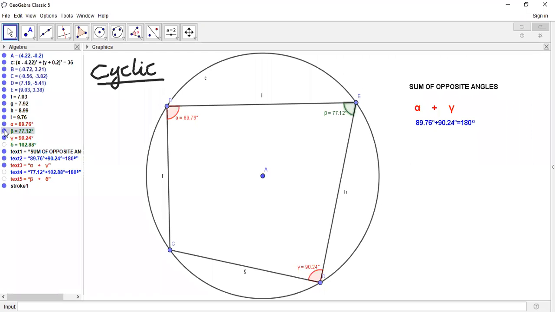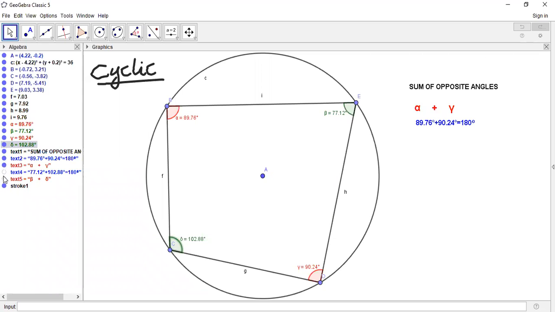So, I mark this angle. You can see a new angle formed, beta equal to 77.12 degrees, the other opposite angle. Opposite pairs are shown in the same color: alpha and gamma in red, beta and delta in green.